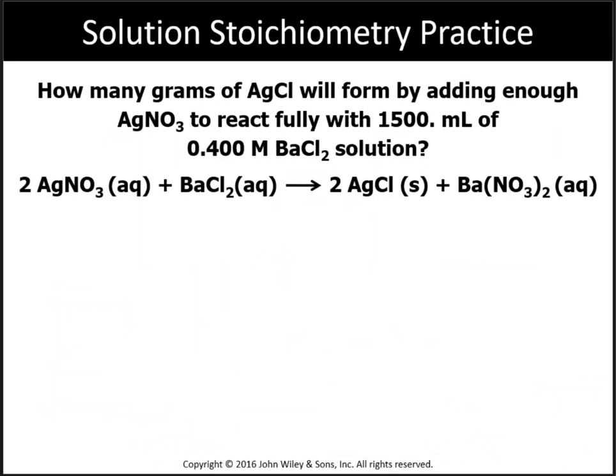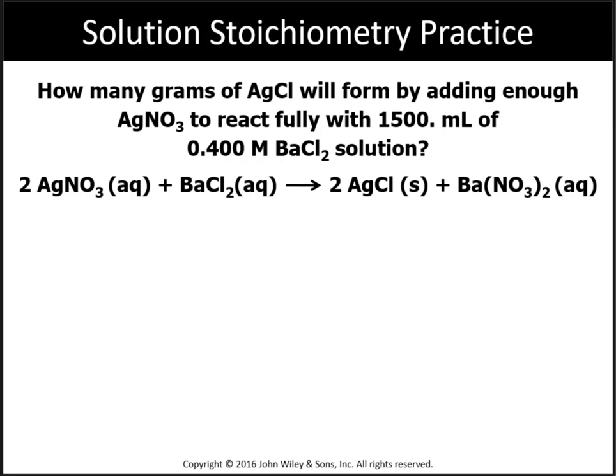How many grams of silver chloride will form by adding enough silver nitrate to react fully with 1,500 milliliters of 0.4 molar barium chloride solution? So we're looking at a reaction of silver nitrate and barium chloride. This is a double replacement precipitation reaction.